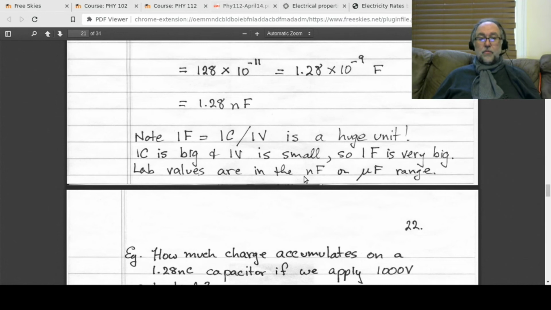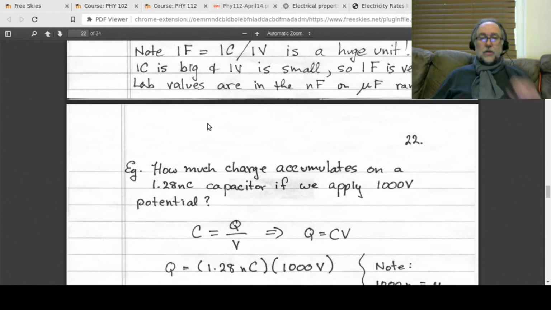Again, typical nanofarads or microfarads. A millifarad is already huge. It's just huge. I don't think I've ever seen a millifarad capacitor in my life, or at least in the electronics I've done, but there it is.